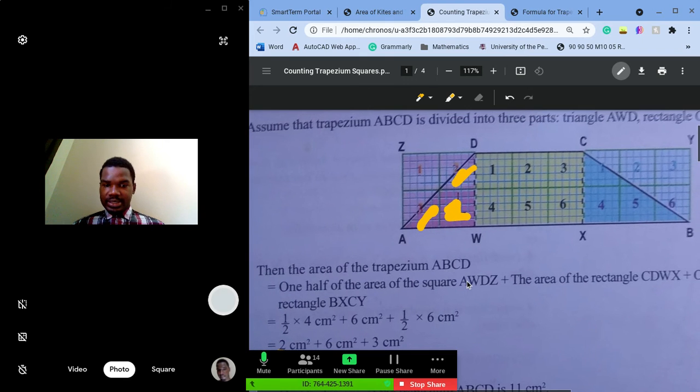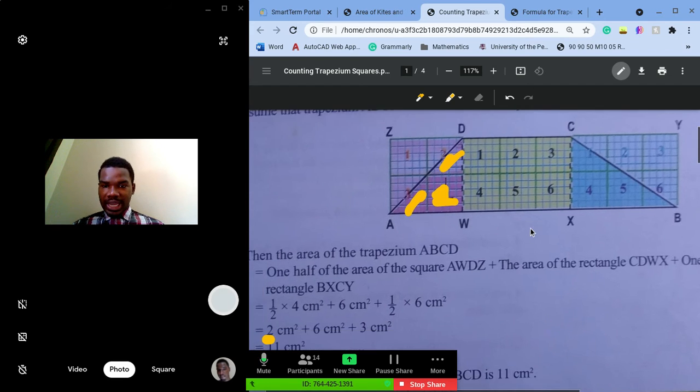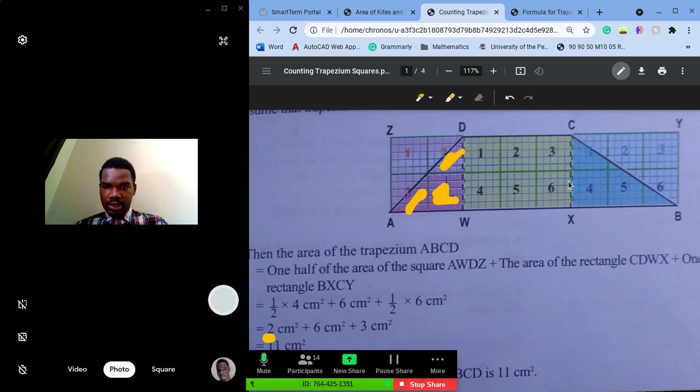Good. Now let's look at the next section. It says the area of the rectangle CDWX. What do we say the area of a rectangle is again? Just counting the number of squares. Right? So we're going to say 1, 2, 3, 4, 5, 6. So we're going to put 6 down for that area. Clear, everybody?